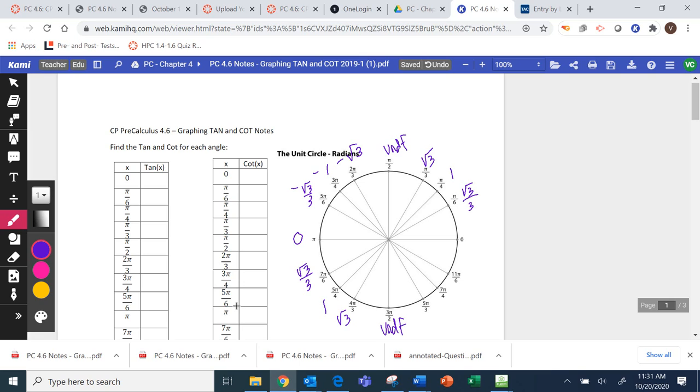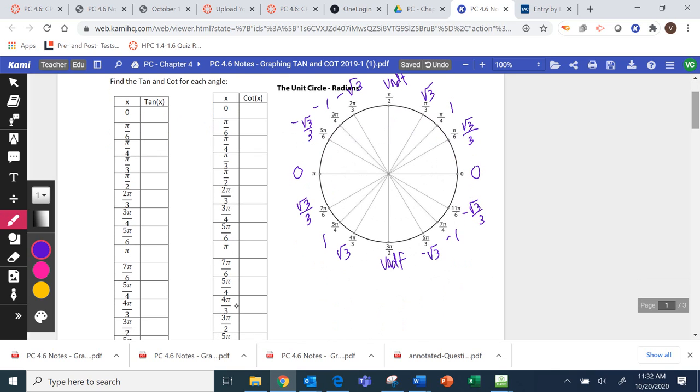And then we'll finish it out: negative square root 3, negative 1, negative square root 3 over 3. And then I probably should have started at 0, but 0. But when I take those and I write them in a table, I'm not putting the decimal, I'm just writing the values.